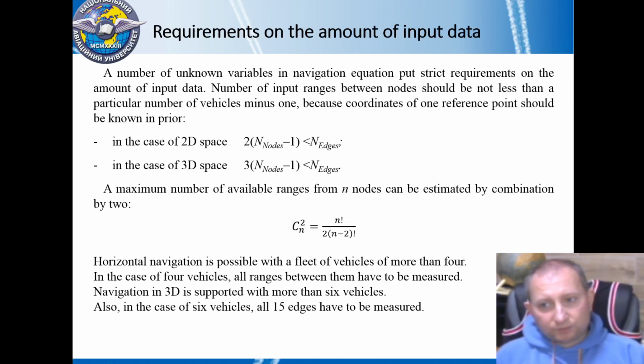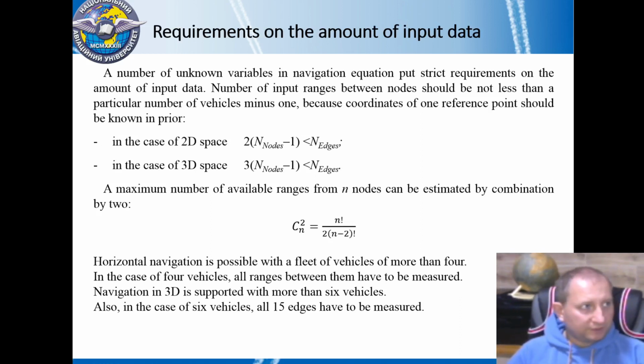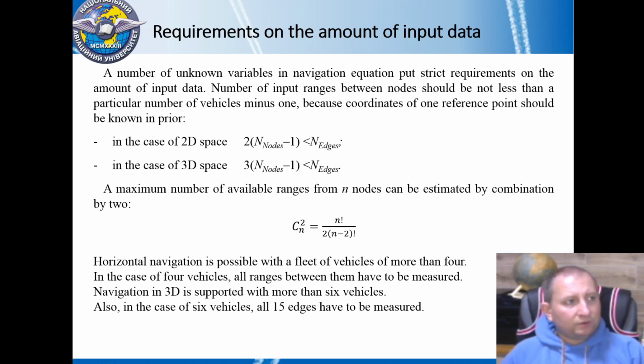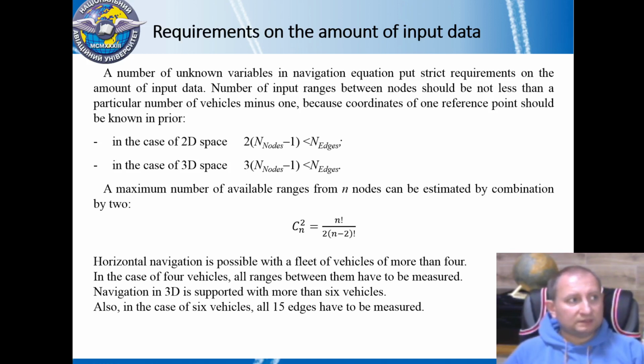Next, it is quite important to talk about the perils of cooperative navigation. The number of unknown variables in the navigation equation puts strict requirements on the amount of input data. The number of input ranges between nodes should be not less than the number of vehicles minus 1, because coordinates of one reference point should be known a priori.